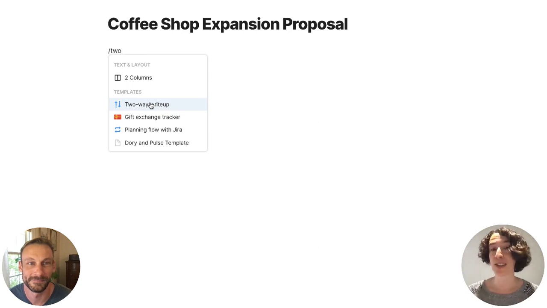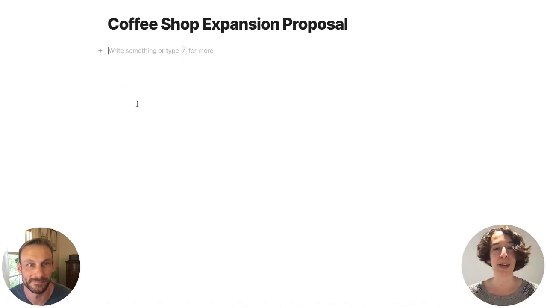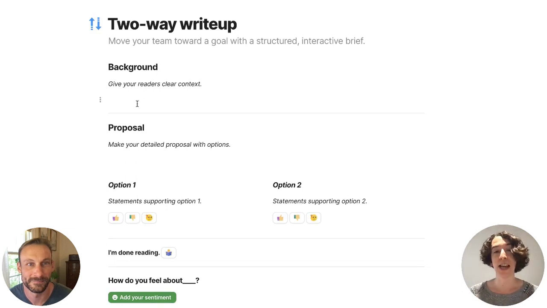Now, if you've never used slash in Coda before, it is a gold mine. It is where you can find every single thing that we can do, from templates to features to building blocks. So when in doubt, go to that slash command. So I'm going to press two-way write-up here, and this is going to load in the template.